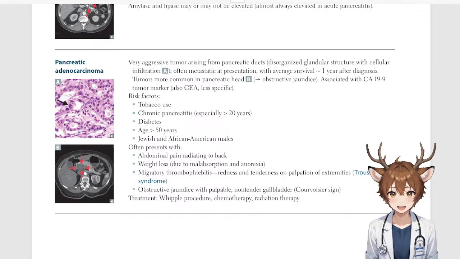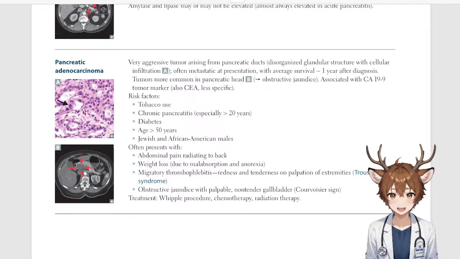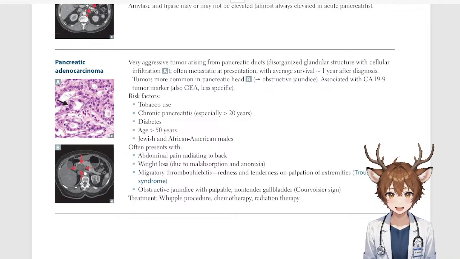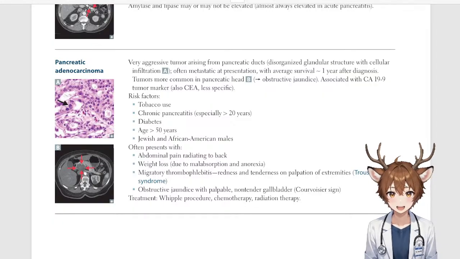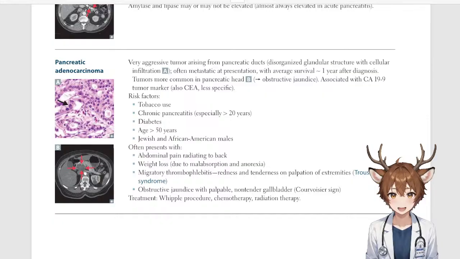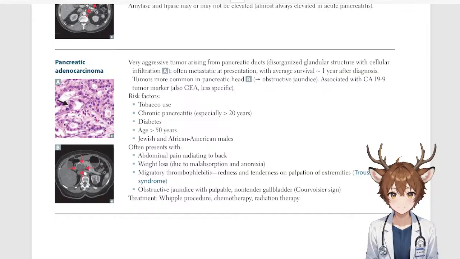Tumors more common in pancreatic head, as you can see in the picture B, leading to obstructive jaundice associated with the CA 19-9 tumor marker, CEA less specific. Most common genomic abnormality is KRAS activating mutation. Risk factors include tobacco smoking, strongest risk factor, chronic pancreatitis, especially greater than 20 years, diabetes, and age greater than 50.